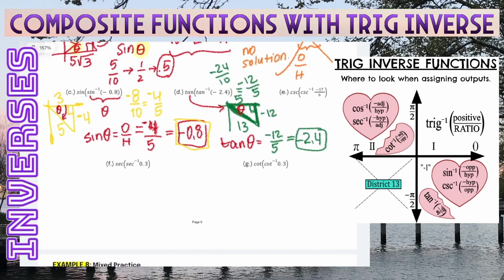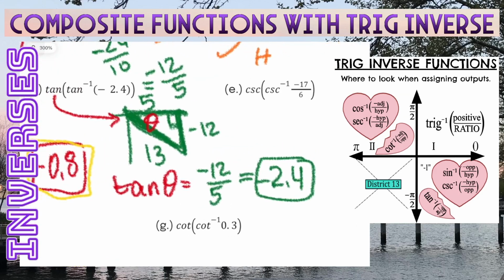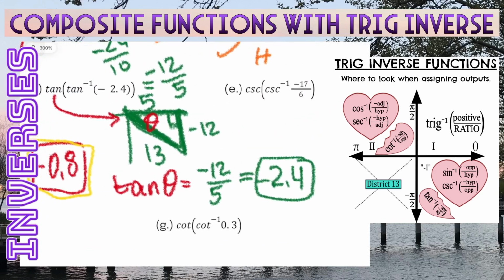Cosecant of cosecant inverse, negative 17 over 6. So cosecant inverse of a negative means that we are looking in quadrant 4, bottom right corner. All right, so my triangle's like this. It is the reciprocal of sine, so 17 will be my hypotenuse, and opposite is 6, but the negative will go with the 6.